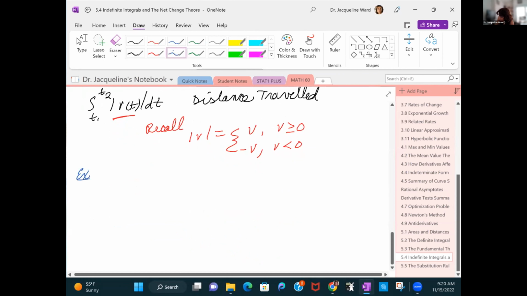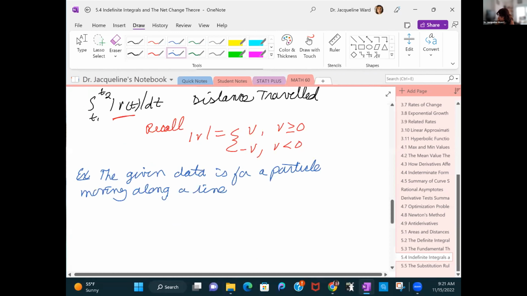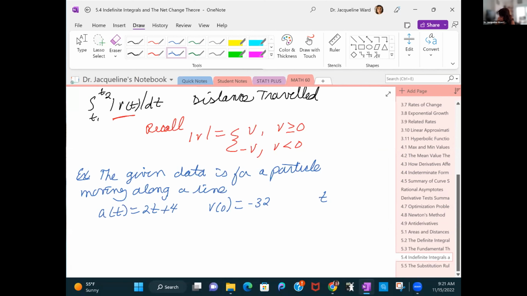So let's see an example. The given data is for a particle moving along a line. Acceleration is 2t plus 4. Initial velocity is negative 32. And we're looking between 0 and 6 seconds. So we're going to find the displacement and the distance traveled.